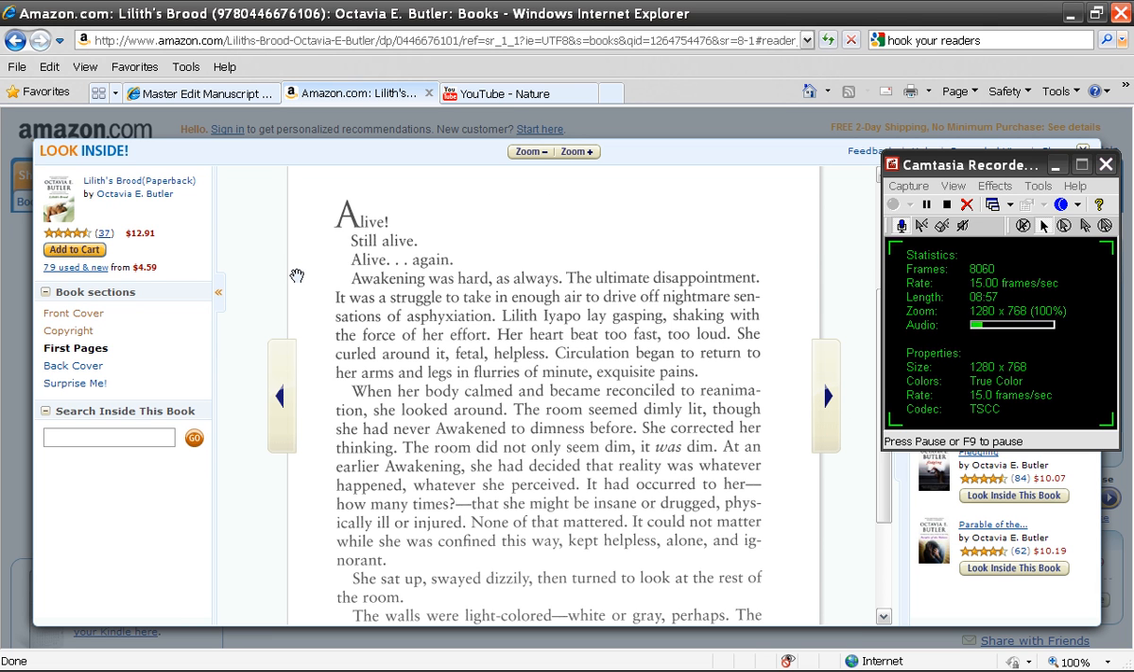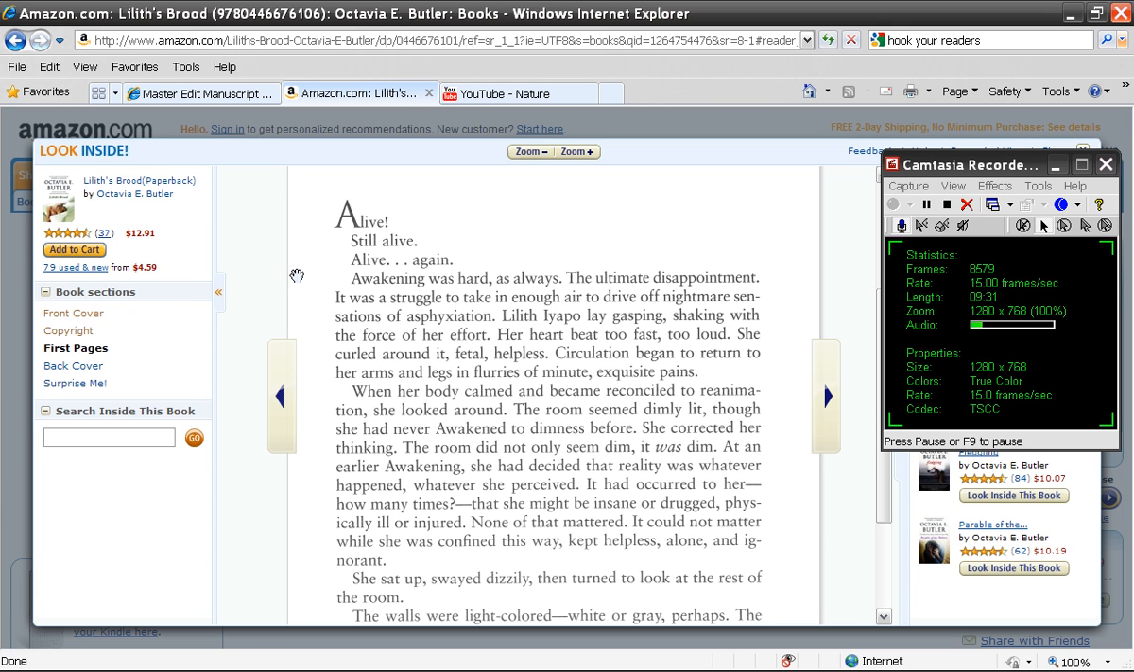Alive. Still alive. Alive again. Awakening was hard, as always, the ultimate disappointment. It was a struggle to take in enough air to drive off nightmare sensations of asphyxiation. Lilith Lepo lay gasping, shaking with the force of her effort. Her heart beat too fast, too loud. She curled around it, fetal, helpless. Circulation began to return to her arms and legs in flurries of minutes.